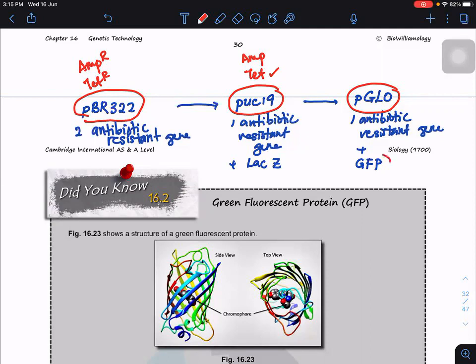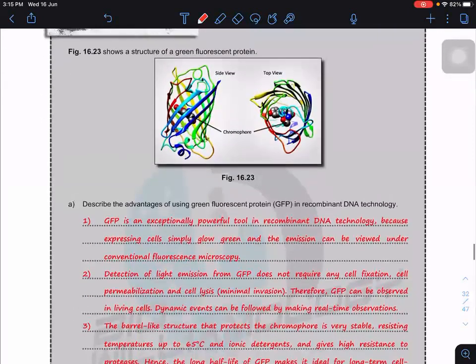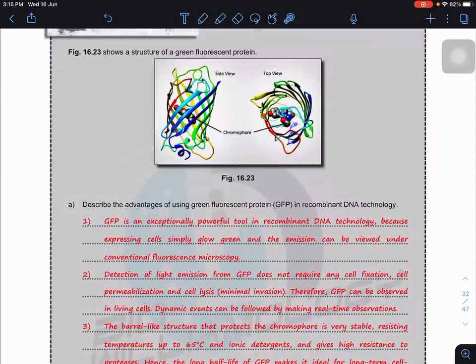So today we're going to look at what's so special about green fluorescent proteins, and how we use this green fluorescent protein in gene technology. First of all, if you look at the structure of these green fluorescent proteins, it's basically a barrel. This barrel surrounds a very important component inside that we call the chromophore. The chromophore is the one that gives us the signal of the green fluorescence.